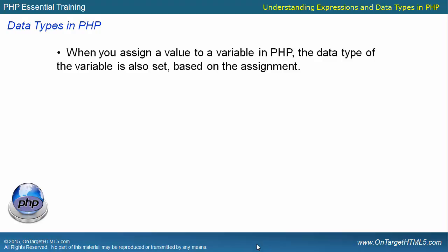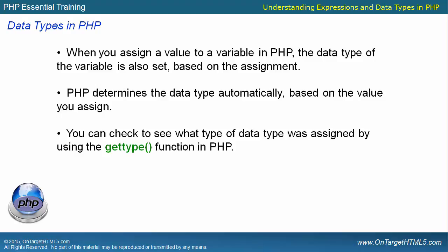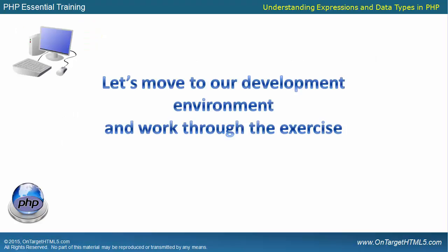When you assign a value to a variable in PHP, the data type of the variable is also set based on the assignment. PHP determines the data type automatically based on the value that we've assigned to that particular variable. You can check to see what data type was assigned by using what's called the getType function, which is a built-in function in PHP. So let's look at a few examples of that in our development environment.